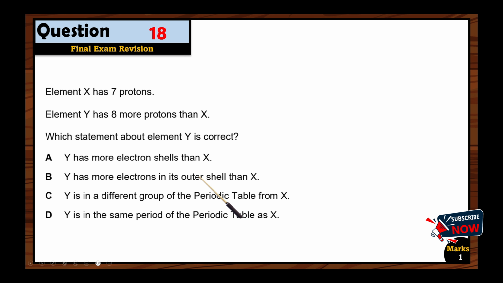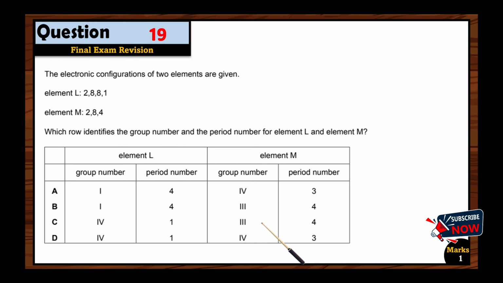Y has more electrons in its outer shell than X. That's wrong because they both belong to the same group. If you see, nitrogen and phosphorus both belong to group 5. So it means they have 5 electrons in their last shells. Y is in a different group of the periodic table. That's wrong. You can see in your periodic table, nitrogen and phosphorus are in the same group. Y is in the same period of the periodic table. That is also wrong. They are not in the same period. So we are only left with option A. So option A is correct.